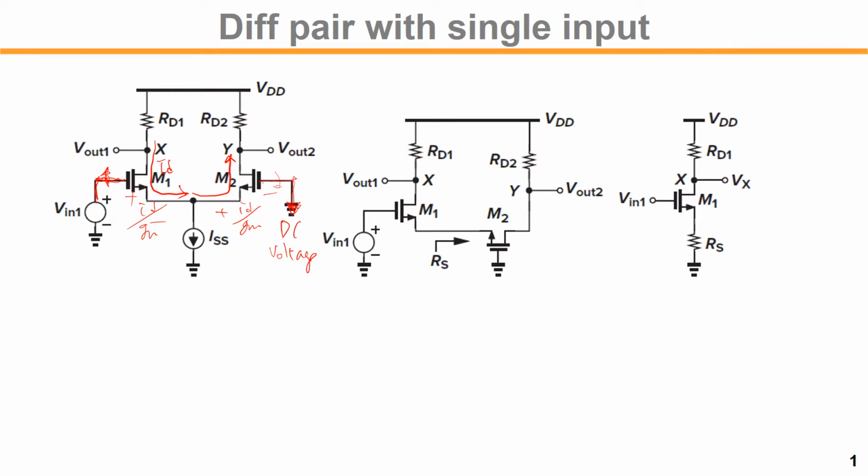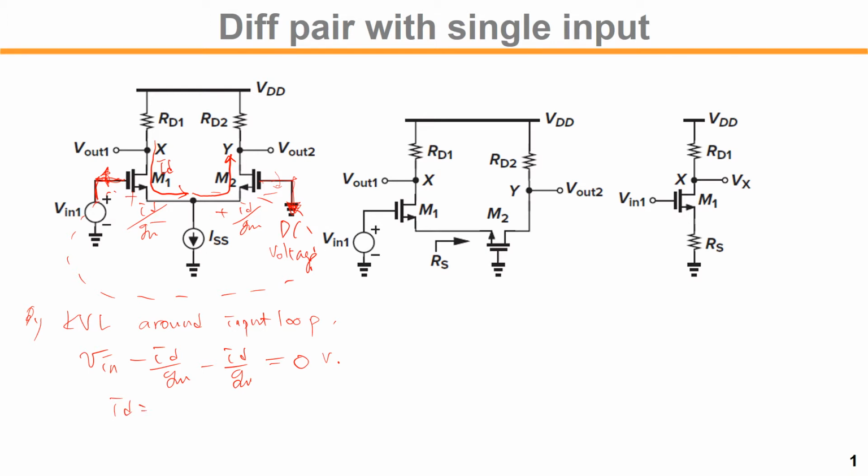So finally, we can write the KVL around the input loop. We can write down Vin minus ID over gm, another minus ID over gm, equal to 0 volt here. So ID equals what? 2 gm times Vin.